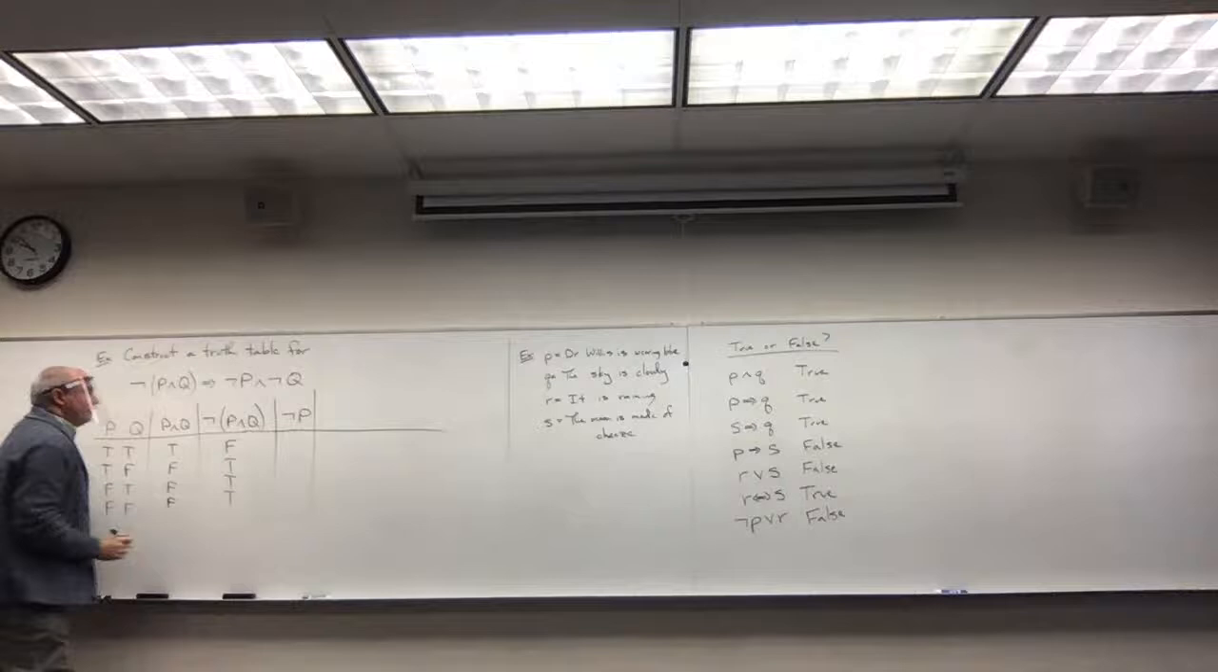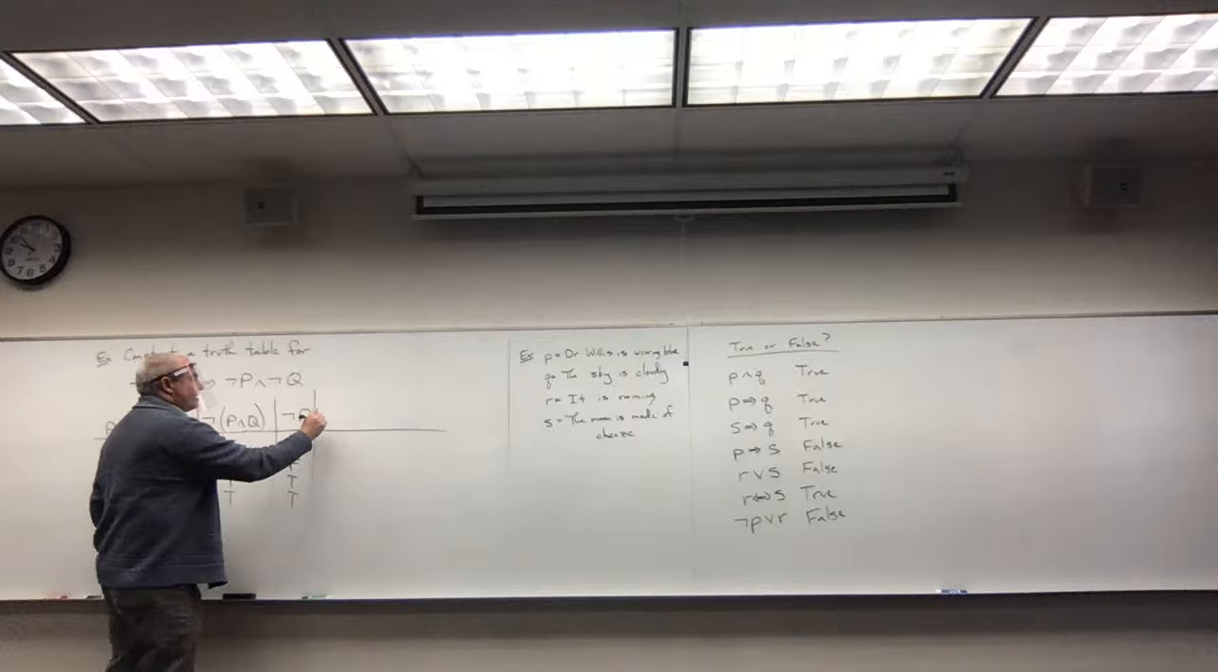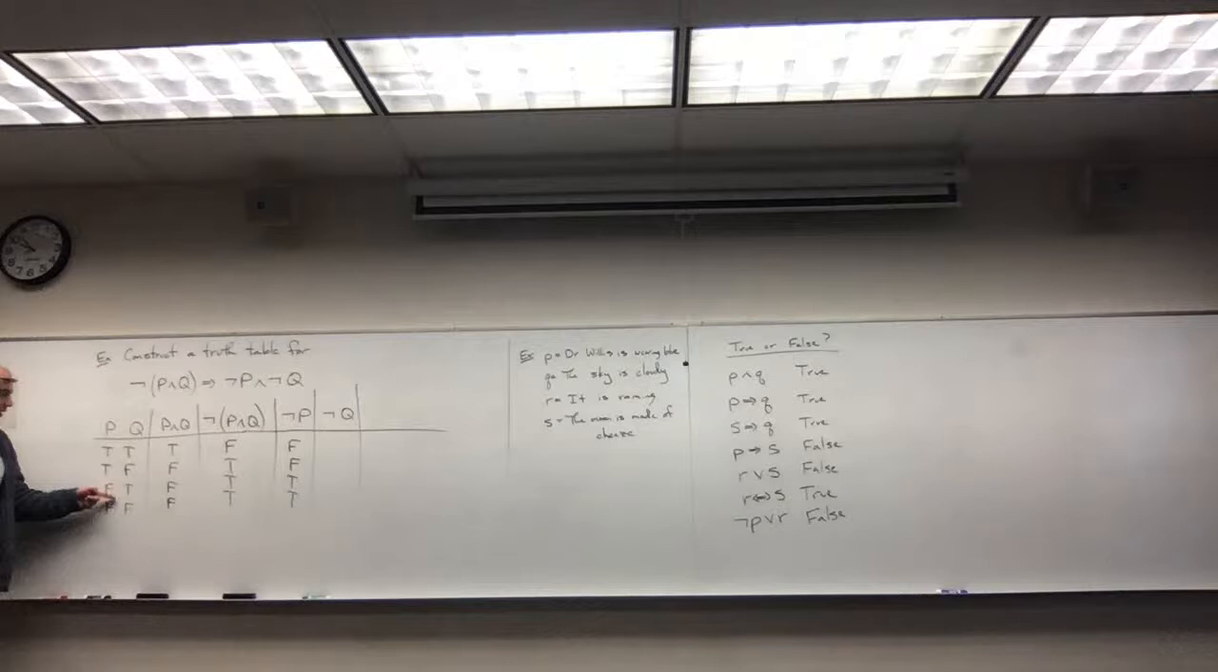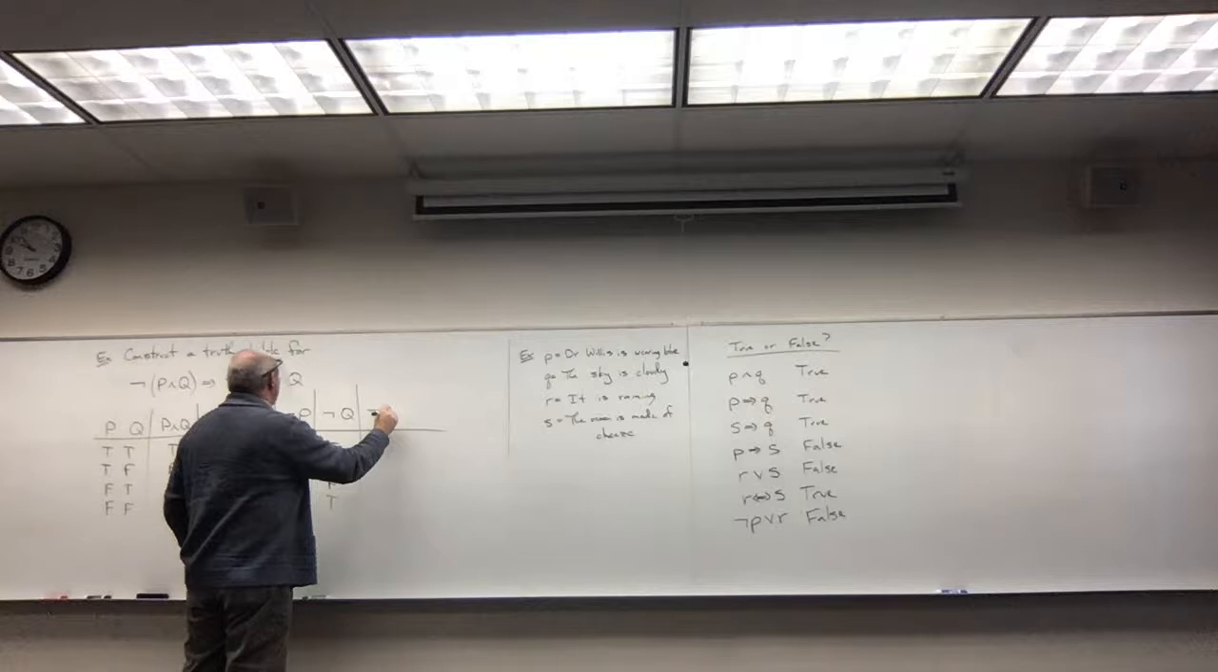Well, not P, I just negate this column, right? So I have false, true. So false, true. I can say what's not Q. So I just negate this column. So I get false, true. And then finally, I could say what's not P and not Q.